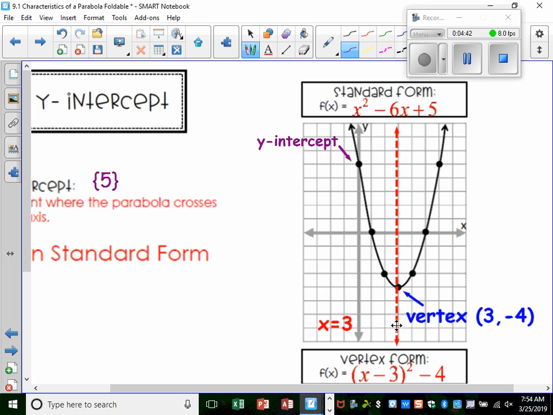Here's the axis of symmetry. That's the line that cuts it, so it'll be symmetric on both sides, and that is x equals 3, which is what we got from the previous slide. Okay, so just make sure you have those labels.